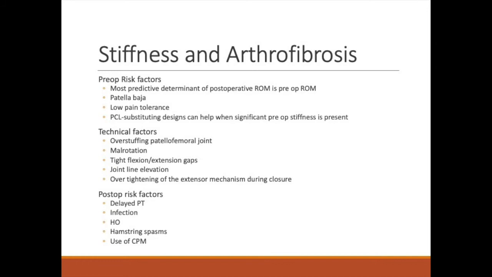Postoperative risk factors include delayed physical therapy, presence of infection or wound complications, heterotopic ossification, severe hamstring spasm, or use of a continuous passive motion machine. This used to be routinely used for all knee replacements because of the pain and the thought that it would improve range of motion, but in reality these have been shown in multiple studies to decrease range of motion, and particularly to give flexion contractures after surgery without the ability to fully extend the knee.